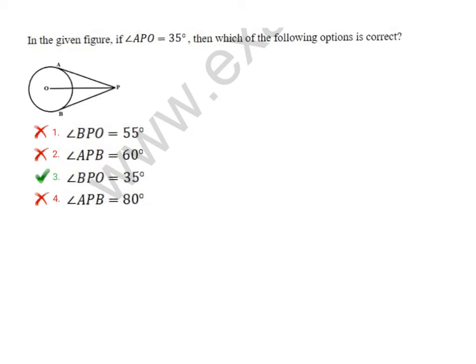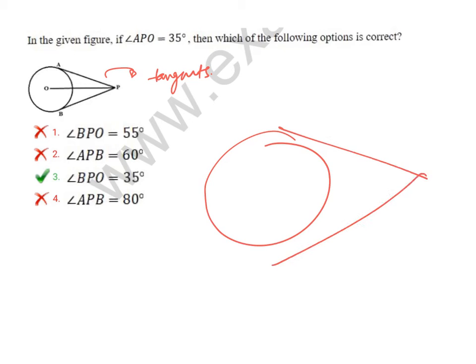Now, in the given figure, APO is equal to 35. Now, which of the following options is correct? We are assuming that PA and PB must be the tangents, but they have to give it in the question that these are tangents. If these are tangents, we know the tangents from here, assume that it is touching here, these two must be congruent. So he said APO is 35, then definitely BPO must also be 35. Now this one is 90, therefore this is 55, this is 55.